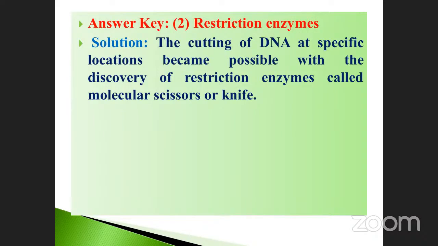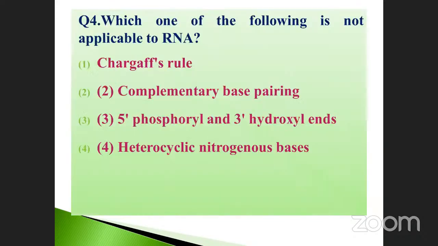Restriction endonucleases. That restriction enzyme is called what? Molecular scissor. One molecule is cut by another molecule. That enzyme is called what? Molecular scissors, otherwise called a knife. It is very, very important, my dear. Molecular scissors are also called which one of the following enzymes? Restriction enzymes. Okay, don't forget DNA restriction enzymes.